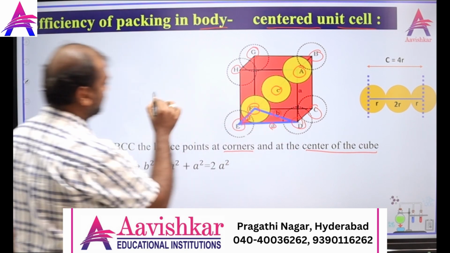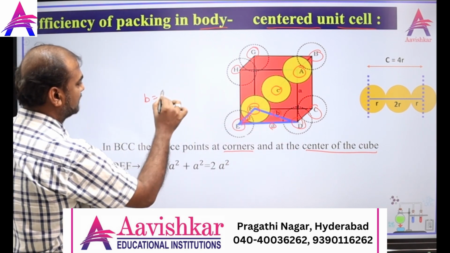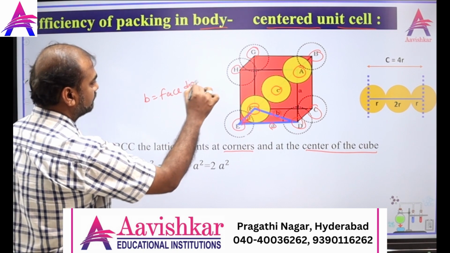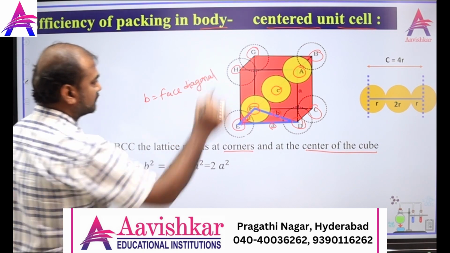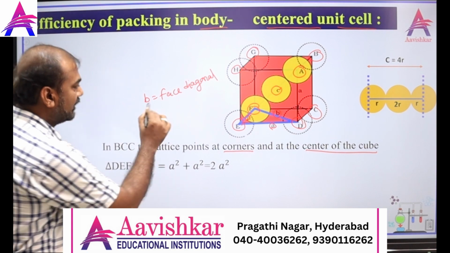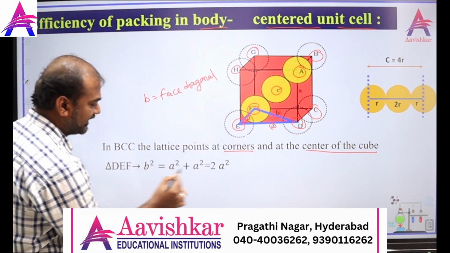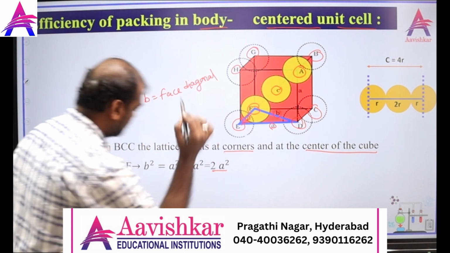Here b is equal to the face diagonal. So we know that b is the face diagonal, and this face diagonal can be calculated. So b square is equal to a square plus a square, that is equal to 2a square.